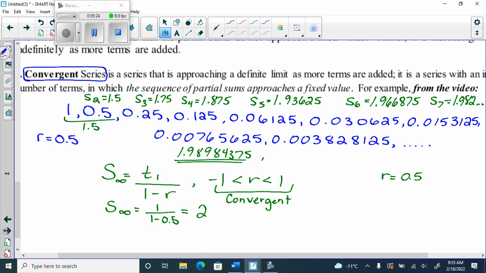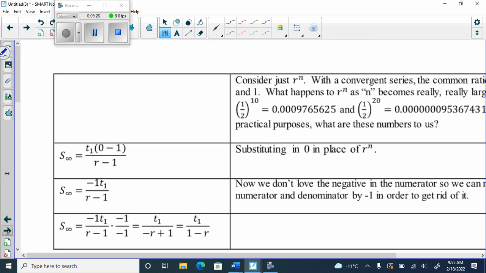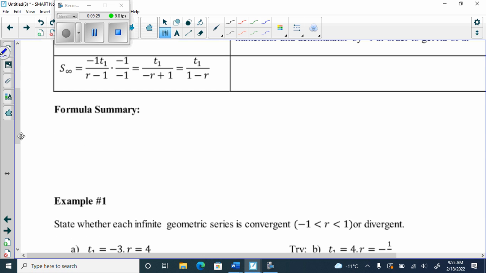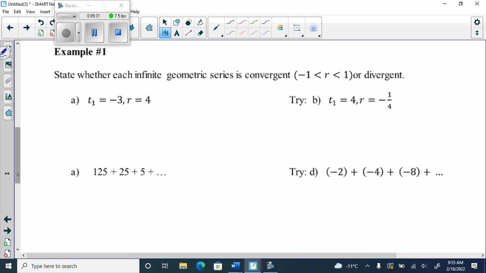We're going to bypass the next 2 pages because we're on a Friday and we're on a short-term thing. But here's the formula for it, the formula summary. But we're going to go here. So here it says, state whether each infinite geometric series is convergent, which I gave you a hint here. Convergent is between -1 and 1, or divergent, not between those. So what am I going to have to find if they don't give it to me? R. So A and B, it's given to me. A, is it convergent or divergent? It's divergent because R is greater than 1. It's divergent.